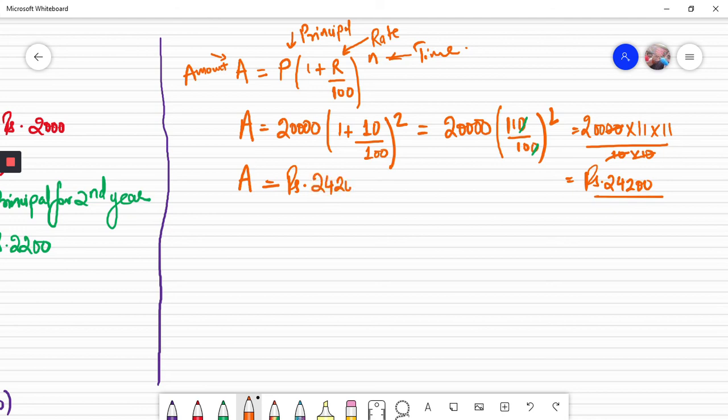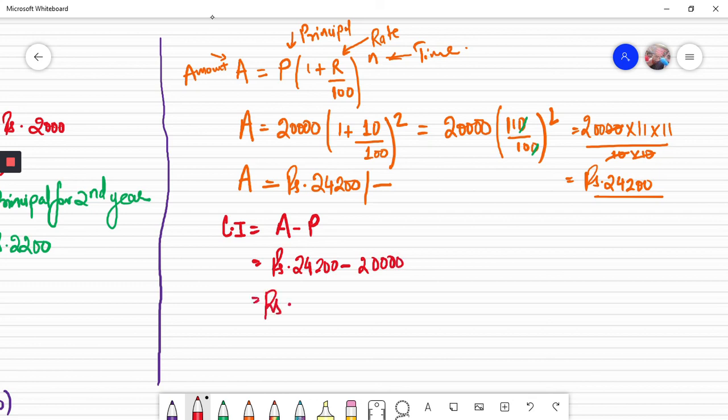Now again, the concept of calculation of compound interest is the same, that is amount minus principal. Amount we have already calculated, that is rupees 24,200 minus basic principal, which was 20,000. So the final value that you got is 4,200. So in both cases the concept is the same, and the result is the same.